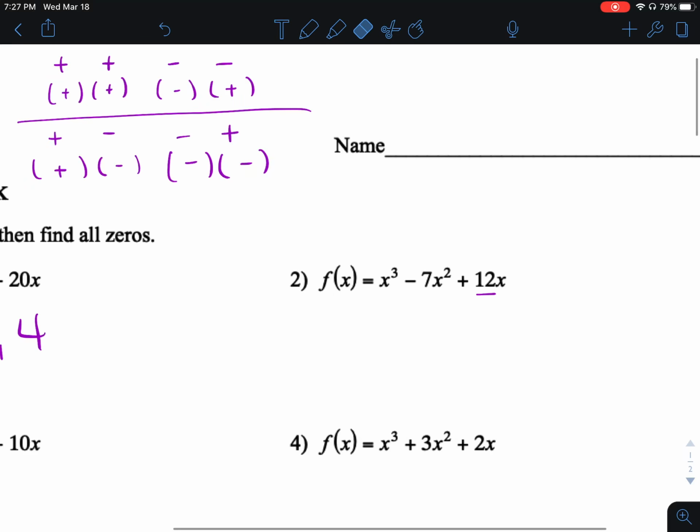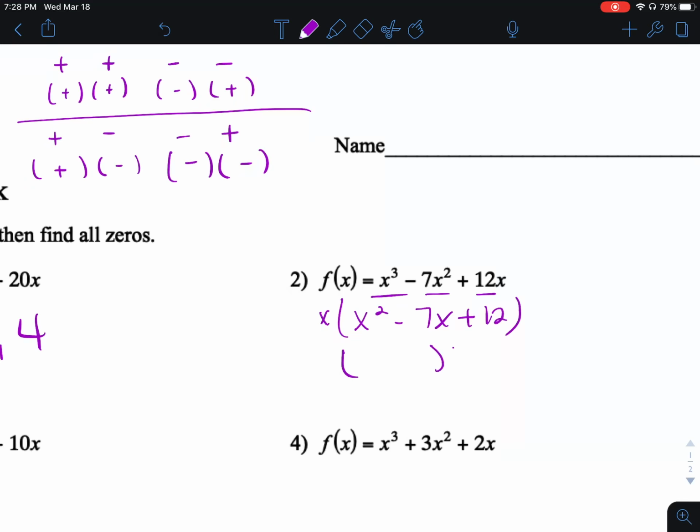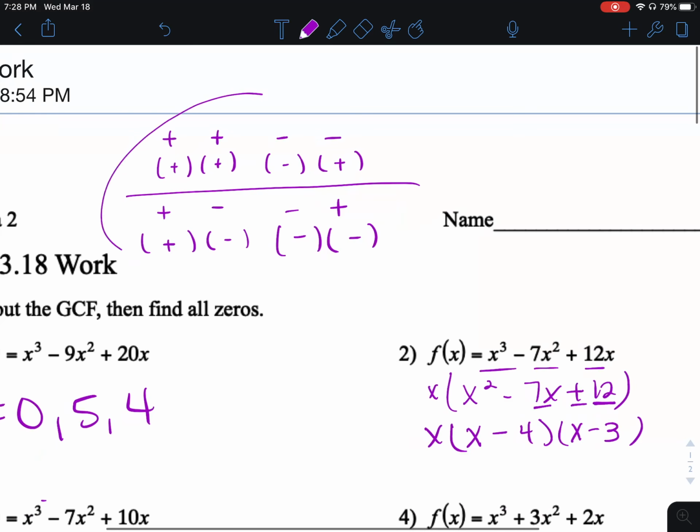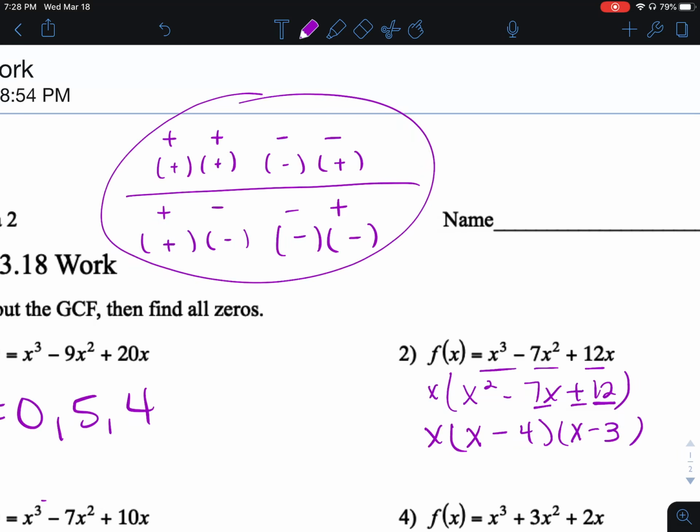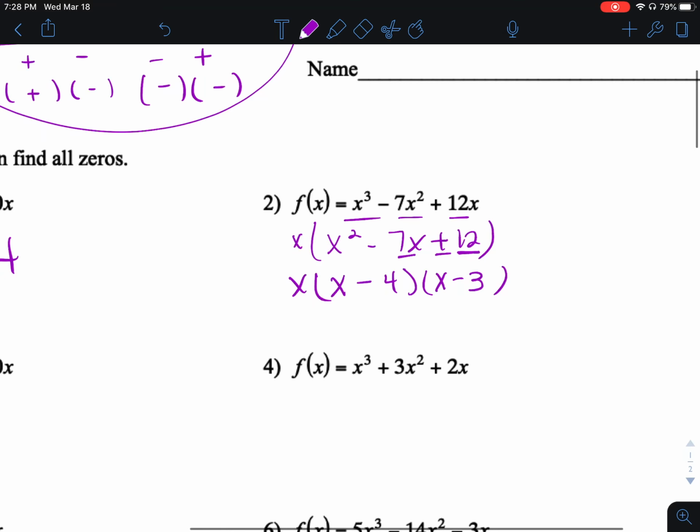So looking at number two, we are going to factor an x out to begin with. So then we have x squared minus 7x plus 12. So we're doing just quadratic factoring. So factors of 12 that add to give me 7 can be 4 and 3, right? And so if you don't remember the signs, remember we did this graphic yesterday, you can have that out, or remember the first sign comes straight down. The second sign is plus, so that means that these two have to match.